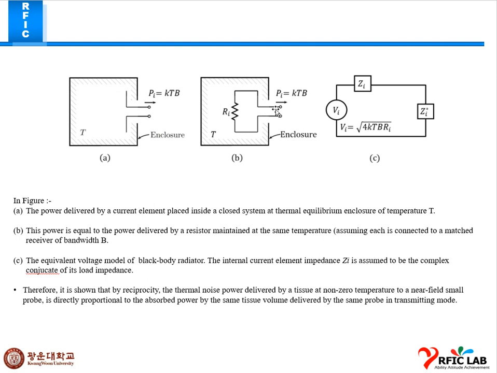In figure C you can see the equivalent voltage of a black body radiator. The internal current element impedance Zi is assumed to be the complex conjugate of its load impedance. Therefore, it is shown by reciprocity that the thermal noise power delivered by a tissue at a non-zero temperature to a near-field small probe is directly proportional to the power absorbed by the same tissue volume when delivered by the same probe in transmitting mode.